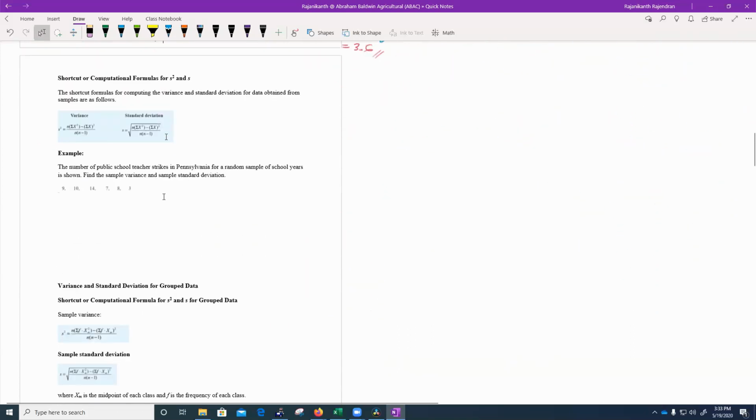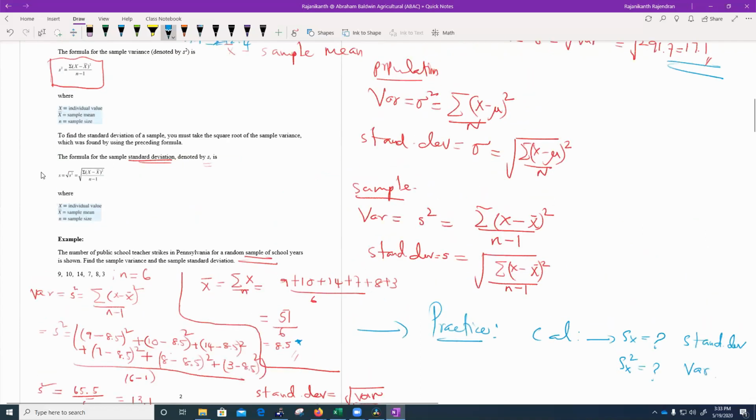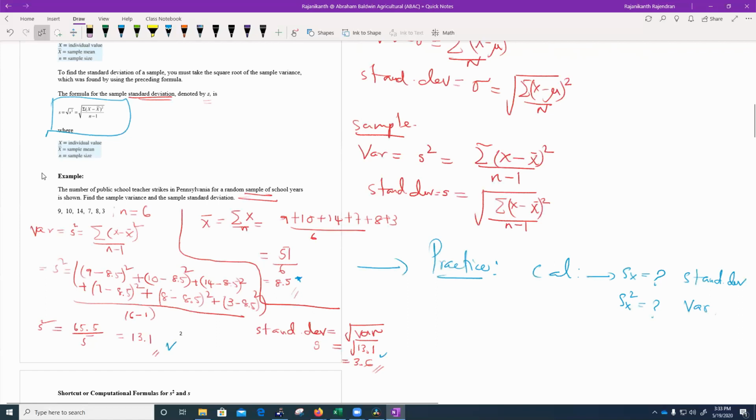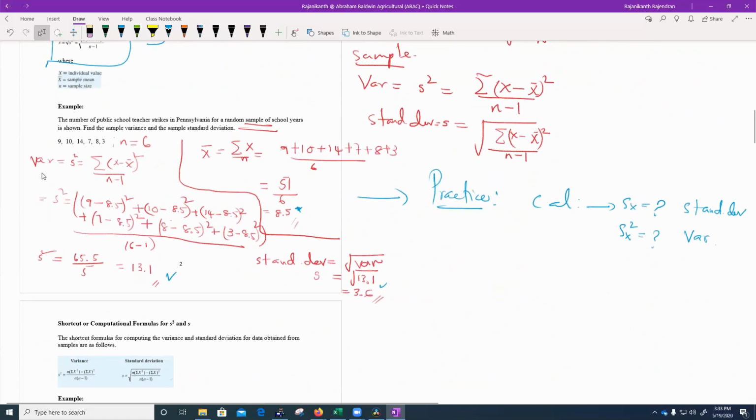Okay, now let's move to the next one. What is this? Shortcut or computational formula for s squared. This is a different way of finding sample variance and the sample standard deviation. So this formula is slightly different than the previous formula. This is the previous formula we used. What is the difference between these two formulas and this one?